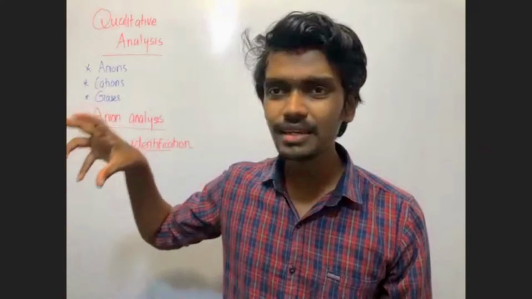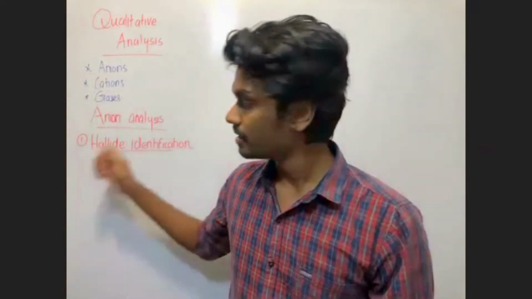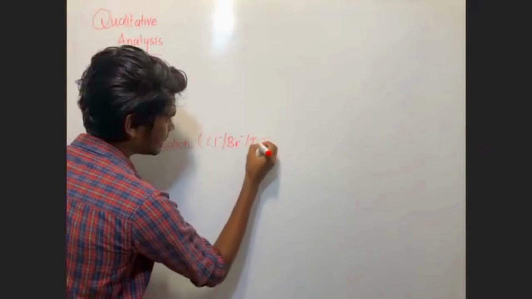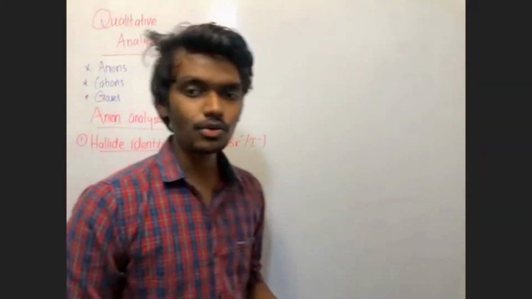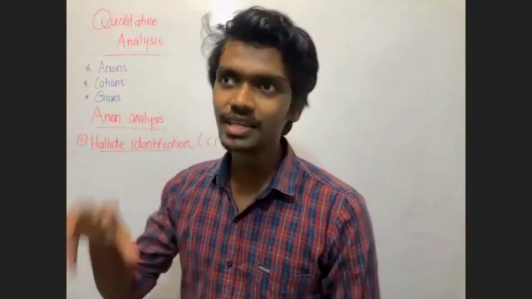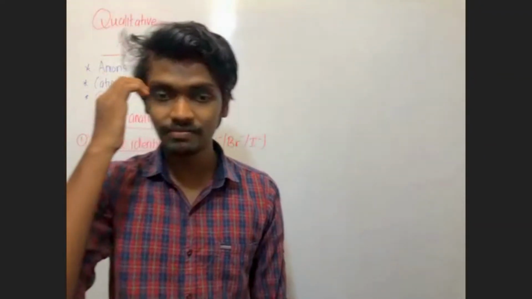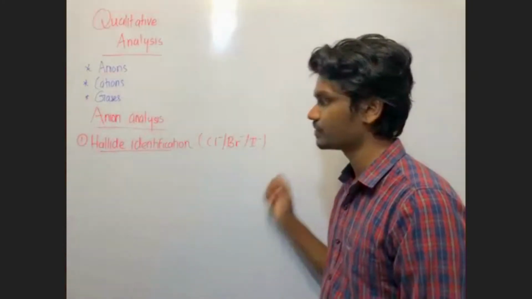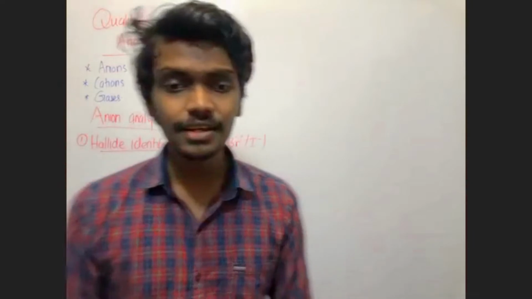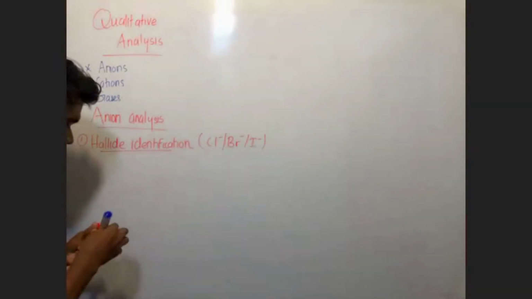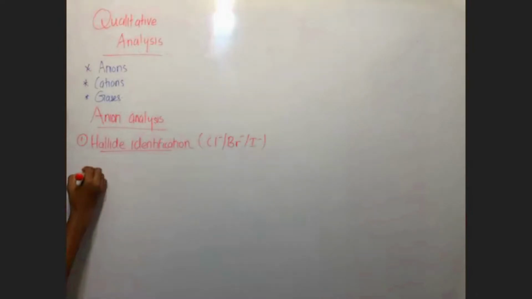So based on this qualitative analysis, you can mainly target to identify chlorine, bromine, and iodine. These are the halides that we are going to see. When I say halides, you need to forget about fluorine in inorganics. For the time being, when it comes to qualitative analysis questions, you can mostly omit fluorine. So the first thing, under this halide identification, the first test that we are going to do is the lead nitrate test.